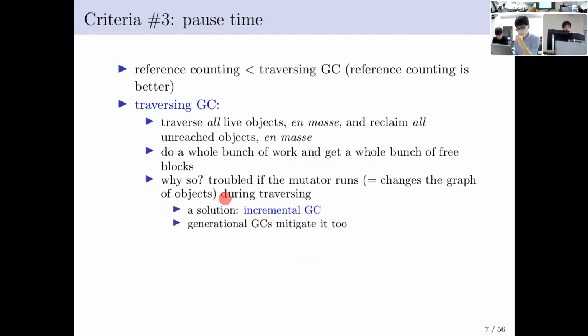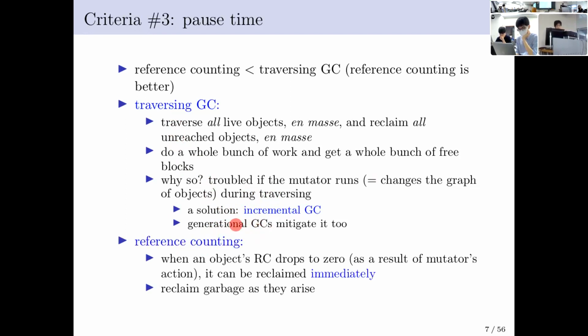Like I said, it was written in the slide. So you can easily imagine that you will encounter some troubles if the mutator runs to change the graph of objects while the garbage collector is traversing the same graph, right? So a clever solution to this is, like I suggested already, something called the incremental garbage collection. And the generational garbage collectors are sort of mitigating this problem too, but for different purposes originally.